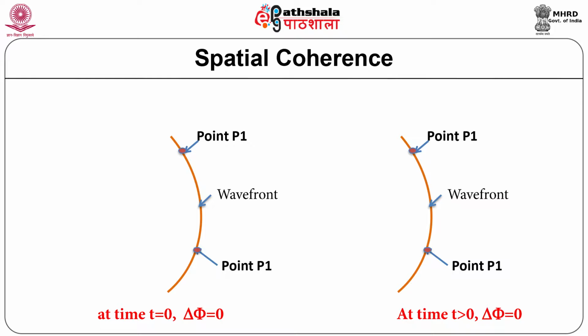In practice, if the points lying within some area around P1 have good phase correlation, then the wave has partial spatial coherence. So, in partial spatial coherence, for any point P, there will be a suitably defined area S_c(P) called the coherence area. Lasers have a high degree of spatial coherence as compared to conventional light sources.